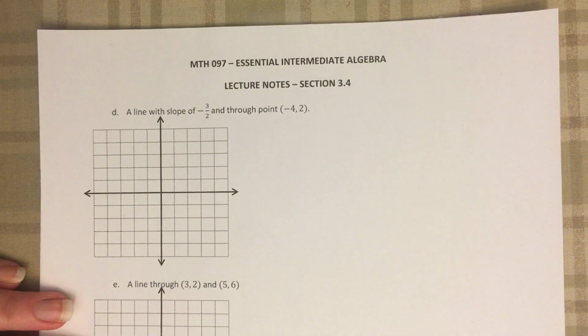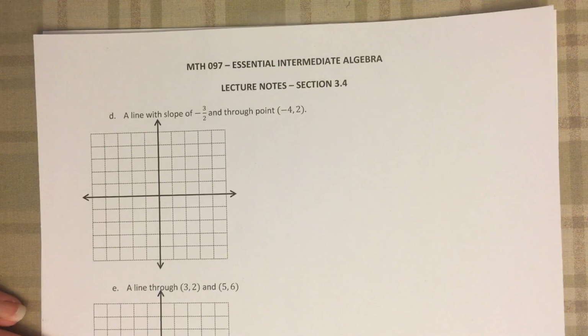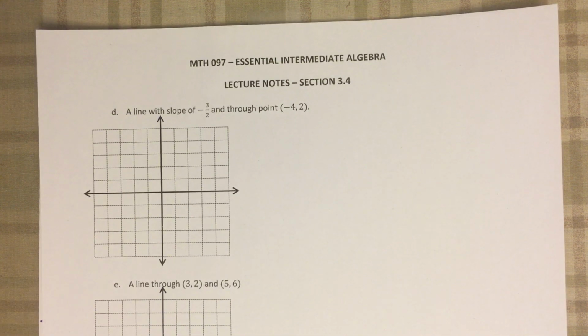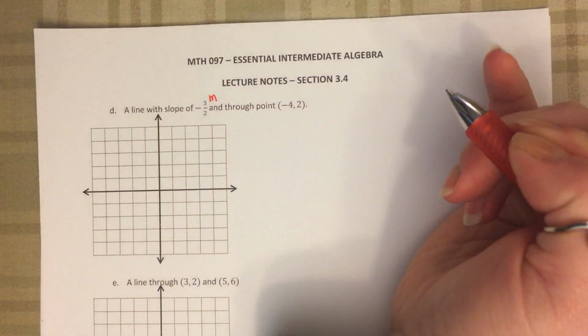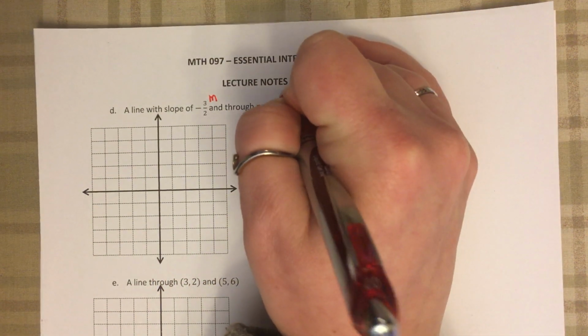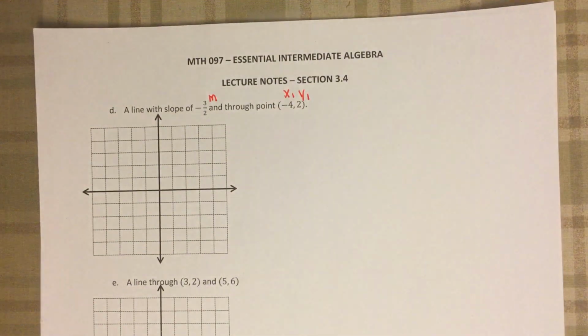All right, so a few more examples on the next page. We're going to start example D. Looks very, very similar to example C. We're given a slope of negative 3 over 2, and we're given a point on the line, x1, y1.